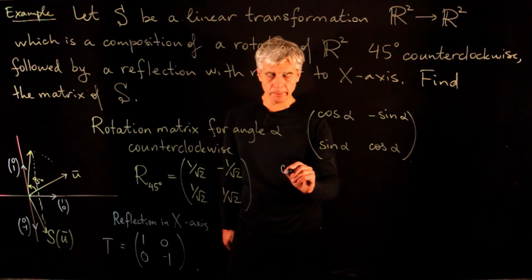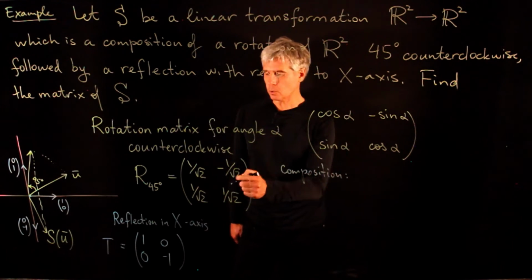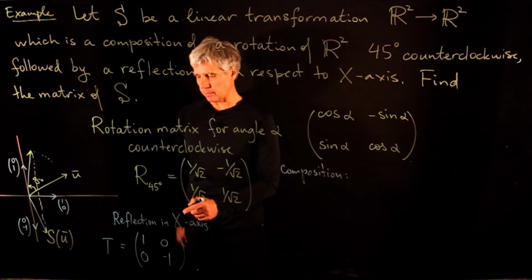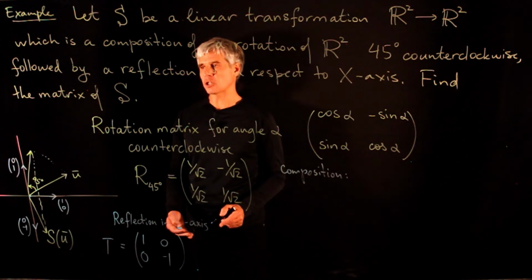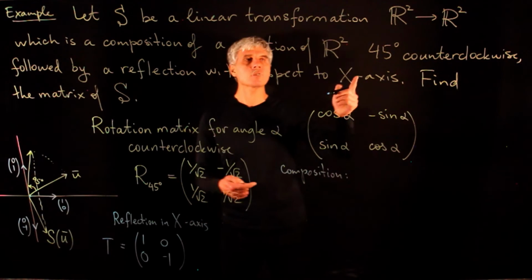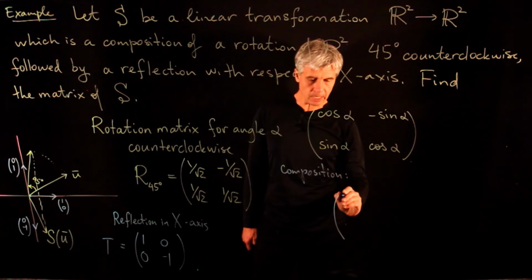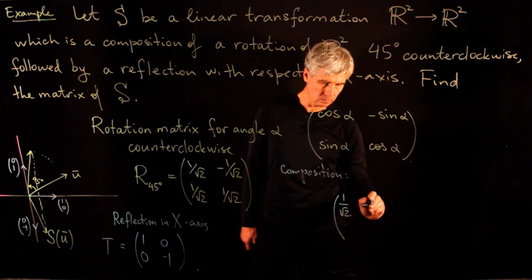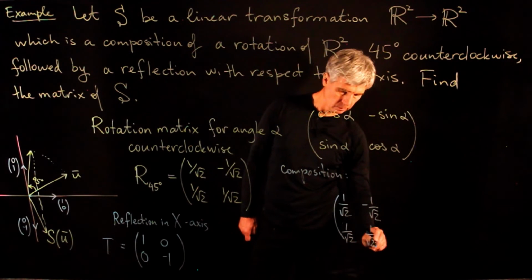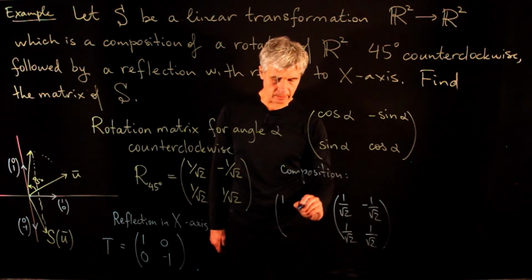Now, for composition, we need to write these two matrices in the correct order. So this means that the second transformation is on the left and the first transformation is on the right. So here the first transformation is the rotation. So this means that rotation matrix is written as a right factor. And the reflection matrix is written as a left factor.